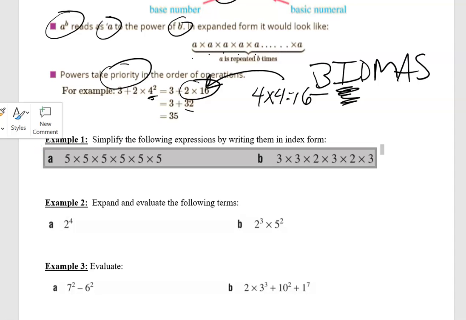So example 1 down here, if we're looking at simplifying these, how many 5s do we have? Well, the base number is 5. 1, 2, 3, 4, 5, 6. So it's 5 to the power of 6. That's how we simplify that one.